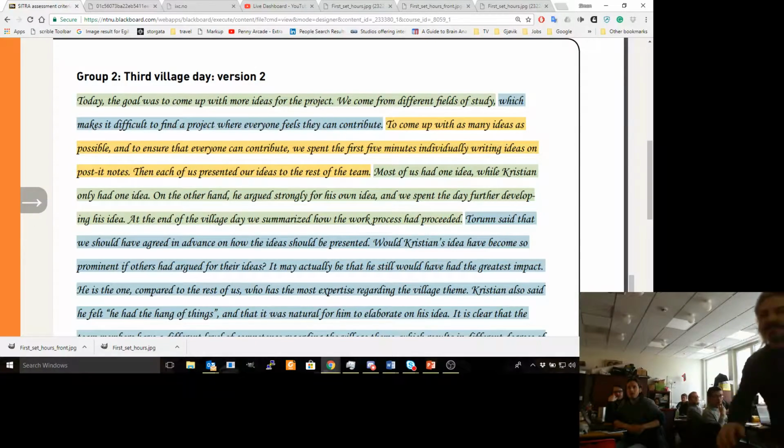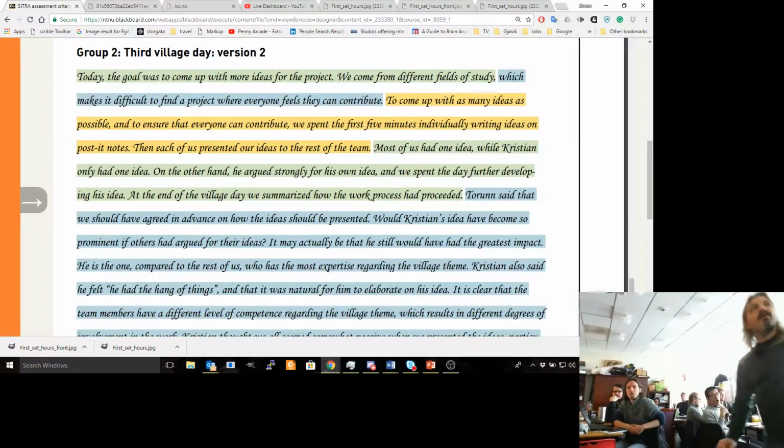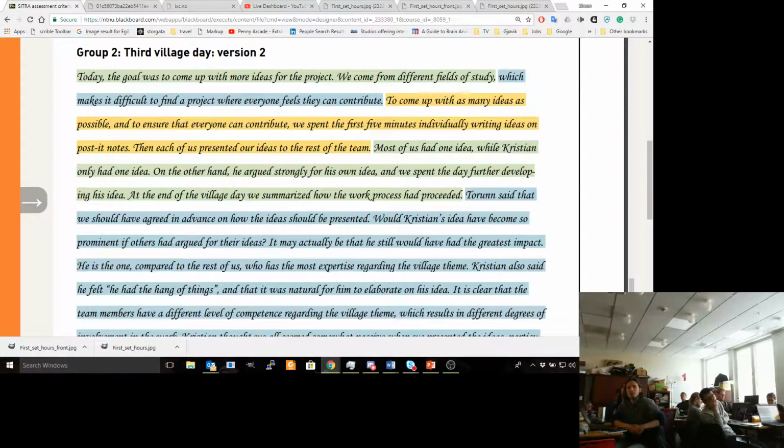The yellow is the actions you took, right? So yellow is their actions, and so to come up with as many ideas as possible and to ensure that everyone can contribute, we spent the first 5 minutes individually writing ideas on post-it notes. Then each of us presented our ideas to the rest of the team. Right? So the idea is, we identified how we felt, that we're all from different disciplines, so it might feel more difficult to contribute. So to avoid the kind of conflict, we wrote it on post-it notes first, so that we could individually do things.